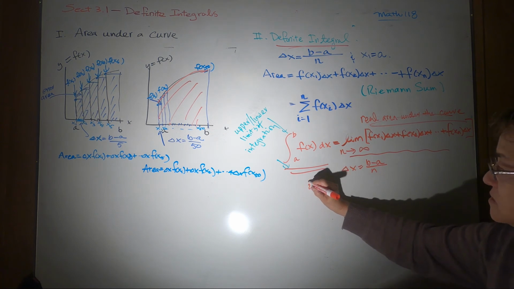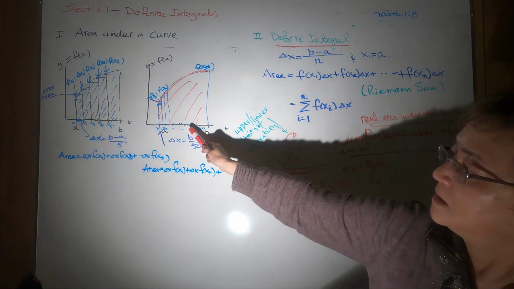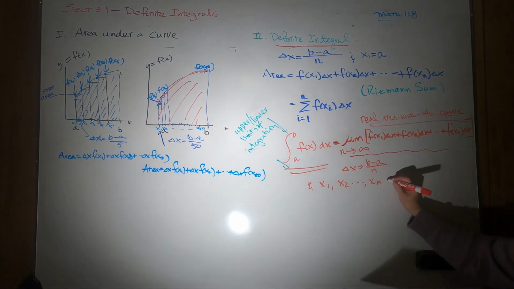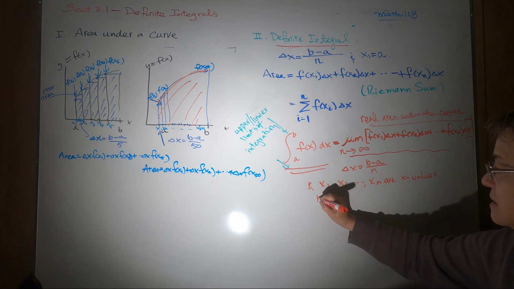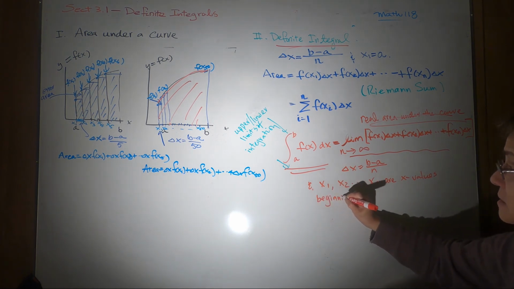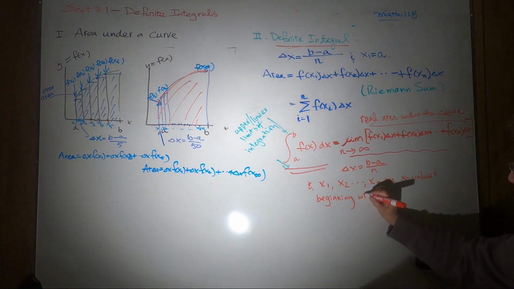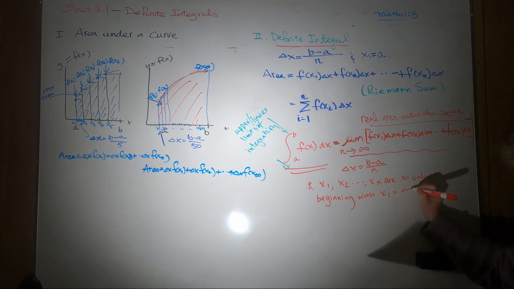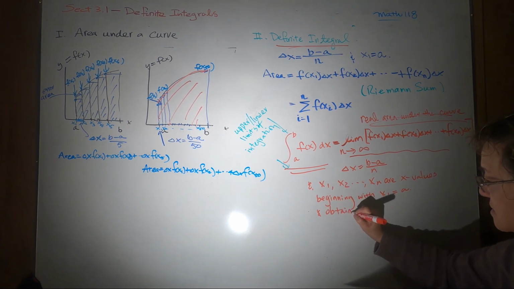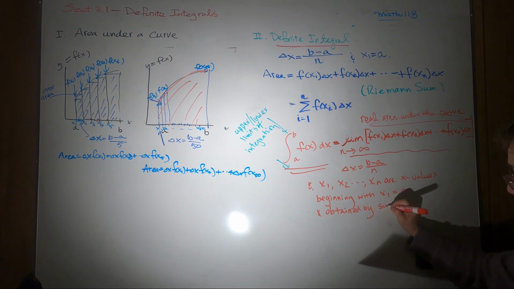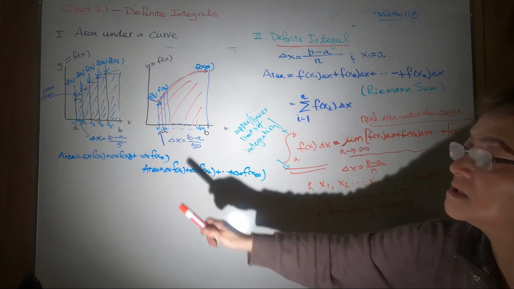Right? And what else do we have? x1, x2, all the way to xn are the x values, okay, beginning where? Beginning with x1, which is a, right? And the other values are obtained by continuously adding delta x. Is that right?